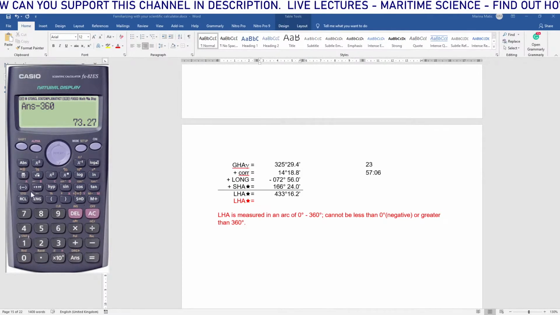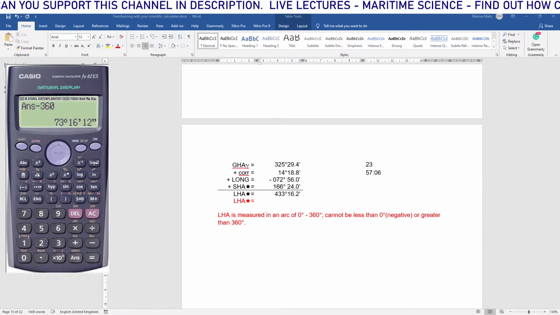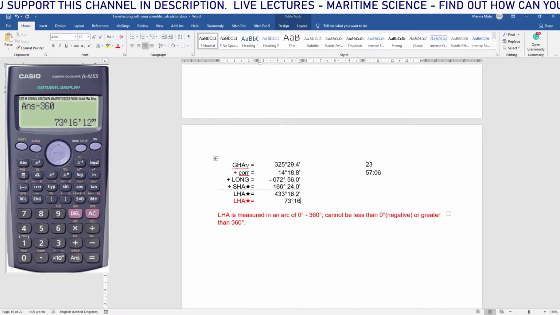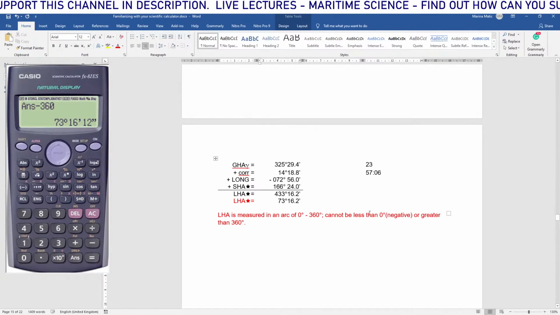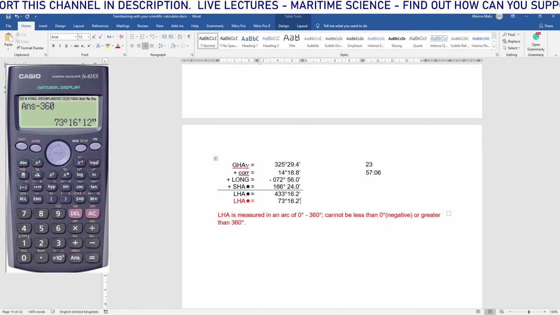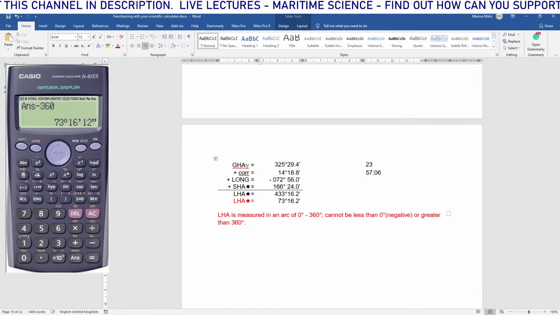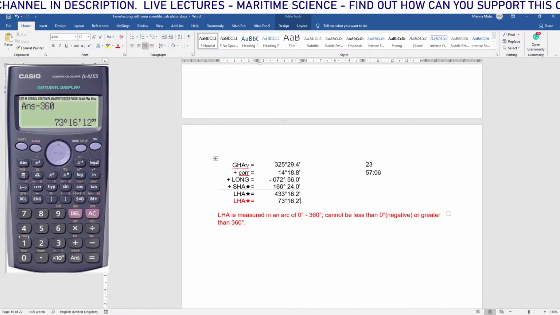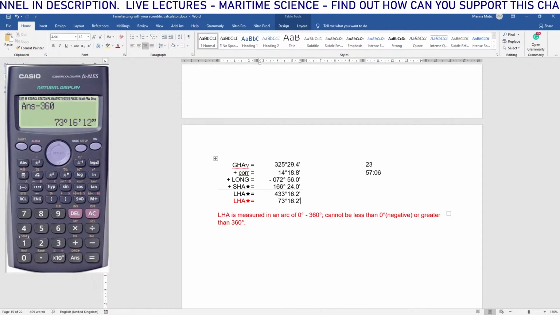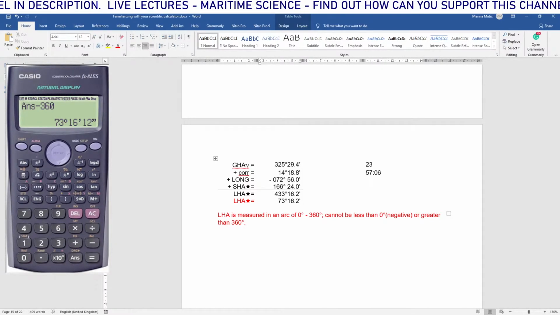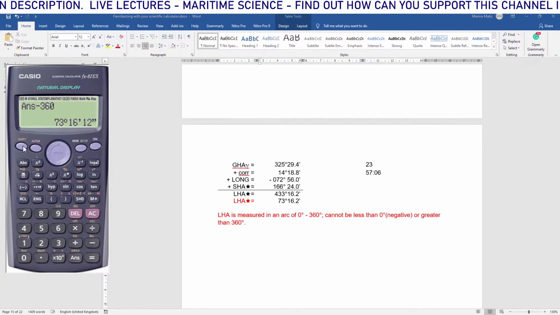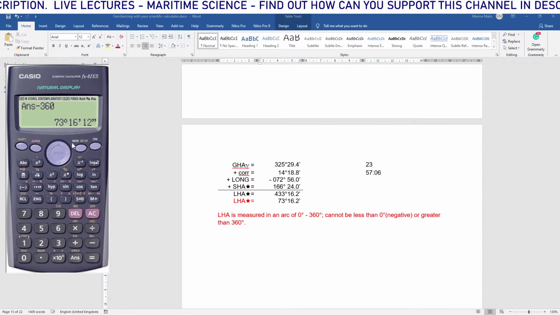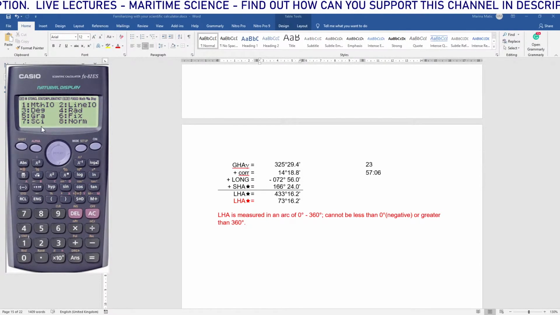So let me just write this down. 73 degrees, 16.2 minutes. And now I'm going to show you on the calculator how to turn this off. No matter what calculator you have, I know I'm using Casio here, but no matter what calculator you have, the distribution of buttons and their function is the same. So you need to press the upper left button. It's either a shift or second function, and then mode, and that will show you this on screen.